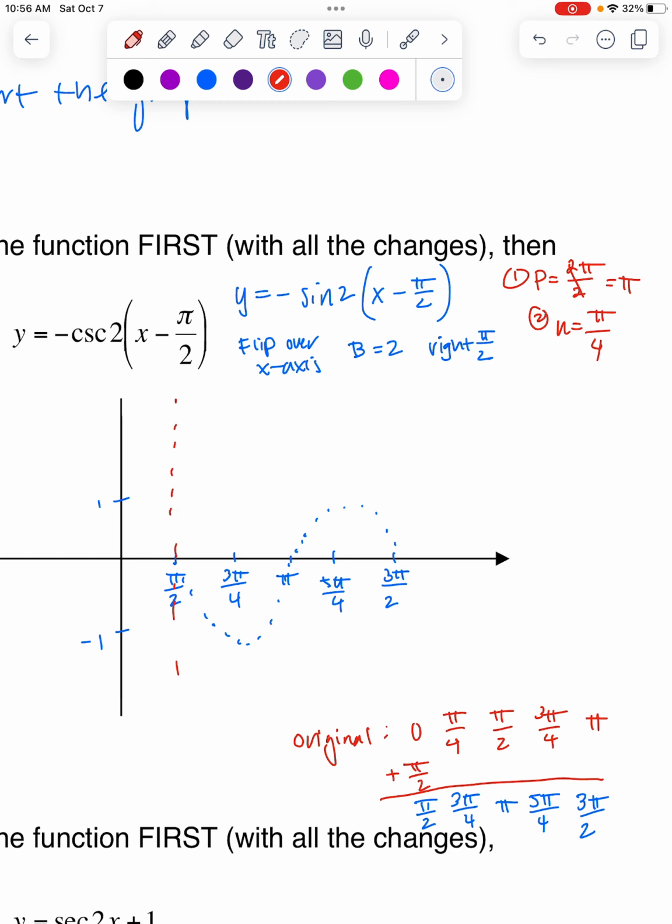Here's my first one. It's wherever my sine graph hits the x-axis. There we go. And now I'm going to invert my sine graph and go ahead and graph my cosecant graph. And we are done.